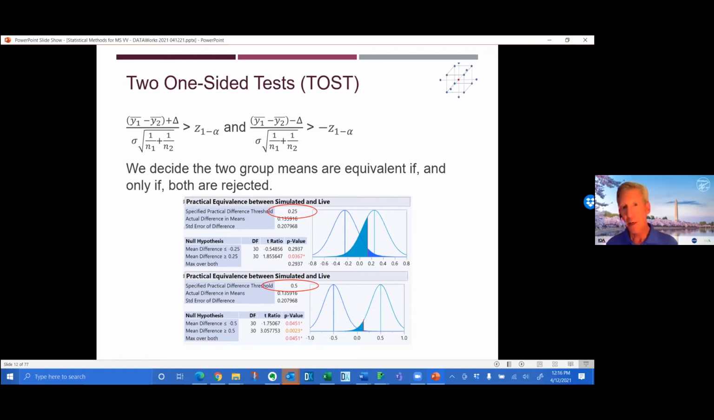And then, for a larger delta, we're showing here the same data set, but using a delta of 0.25 versus a delta of 0.5. And for 0.5, you're seeing that the p-values have some color to them. Both of them do, and the max over both as well. And so as a result, by saying we're significant, less than 0.05, we're showing equivalence for 0.5 delta. For 0.25, not equivalent. So more to come on this, but just one standard test showing equivalence.